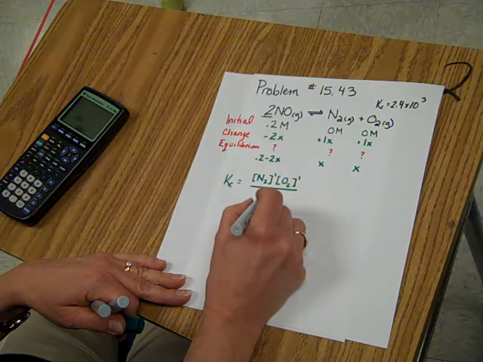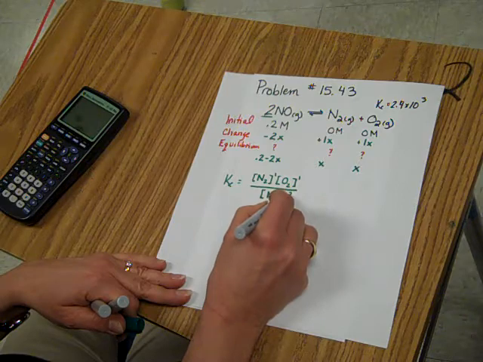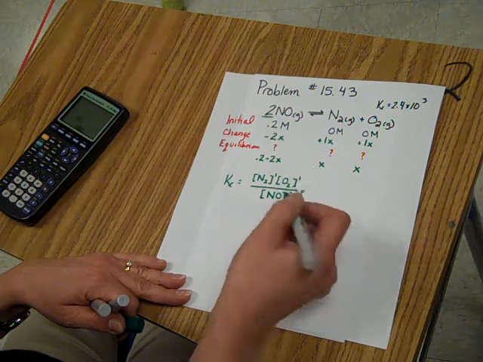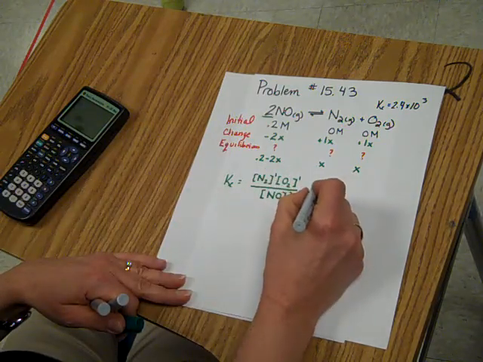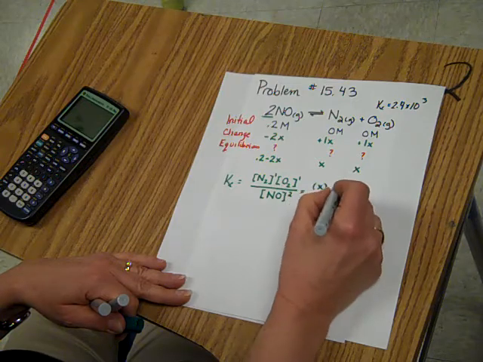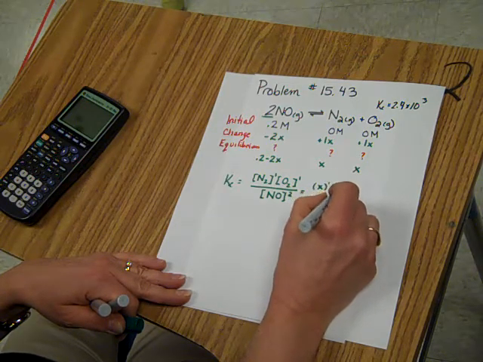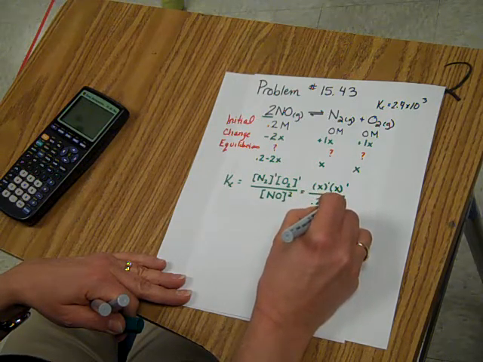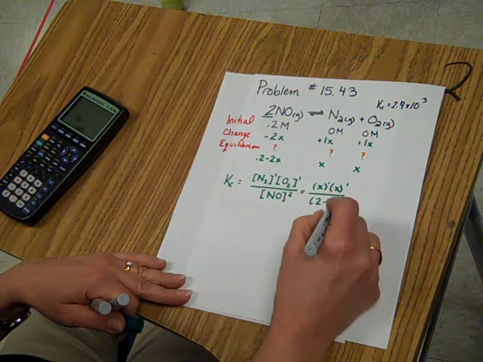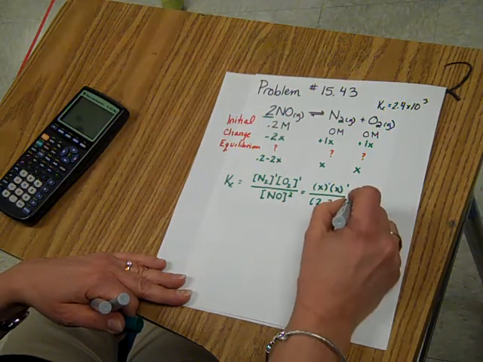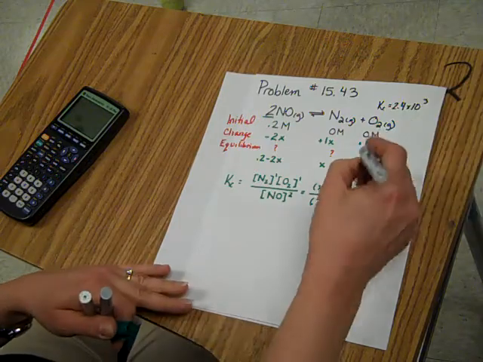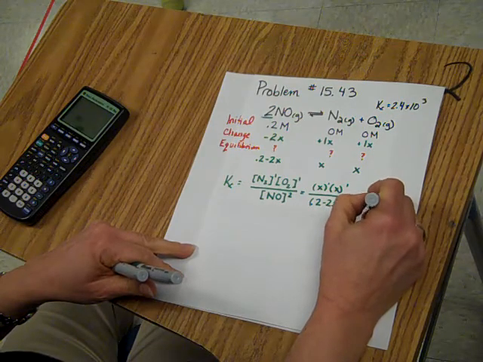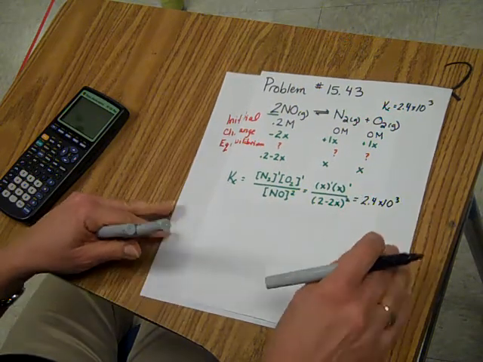And over reactants, our NO, and we are going to square that. We're now going to plug in our x expressions. N2 is represented by x to the first, so is oxygen, and the NO is represented by 0.2 minus 2x, and if you notice, we need to square that. That is going to be equal to the K that was given in the first place, which is 2.4 times 10 to the third.